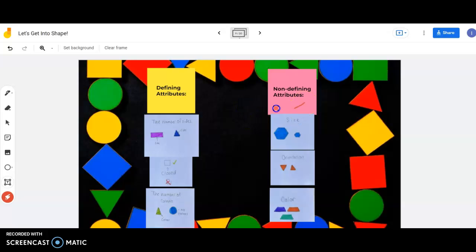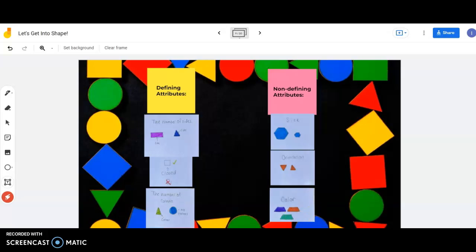Now, a non-defining attribute is an unimportant part of a shape. It's a part of a shape that does not matter. A shape can have any of the non-defining attributes and still be a shape, such as the shape size doesn't matter. It can be big or little and still be a hexagon. The orientation of a shape doesn't matter. It can be flipped upside down or all around and still be that shape.